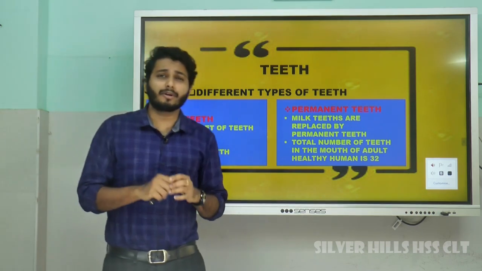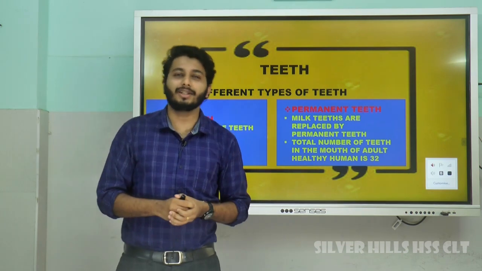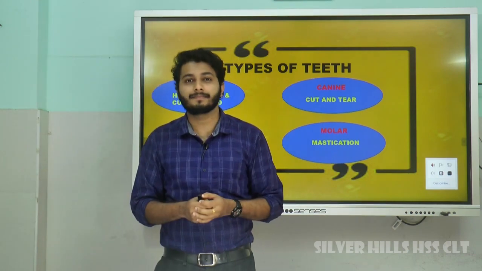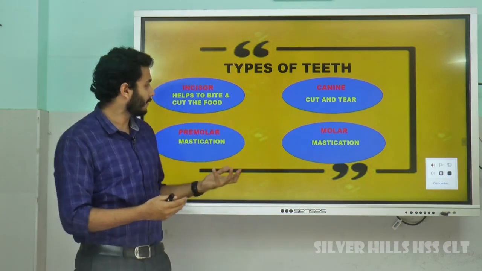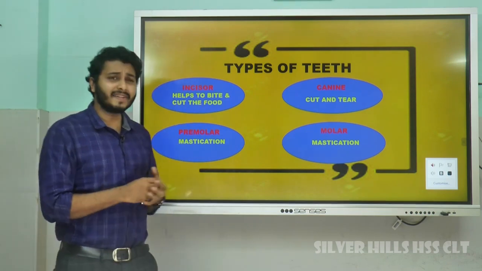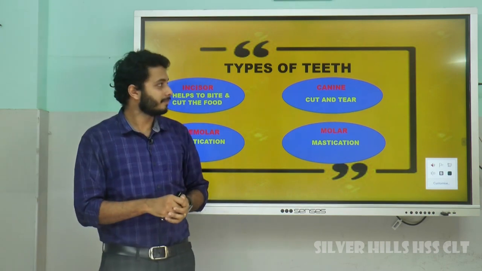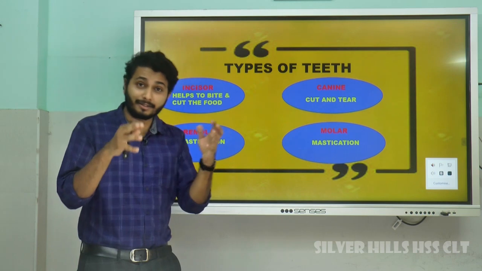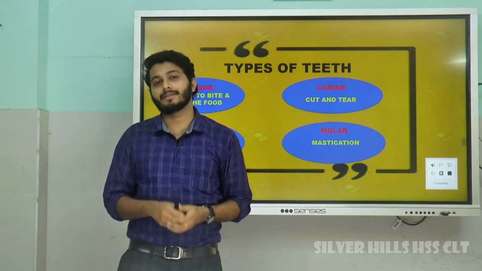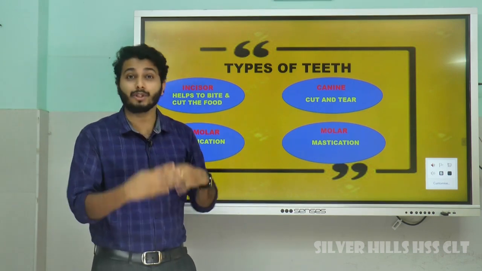The total number of teeth in the mouth of an adult healthy human being is 32. The different types of teeth include incisors, canine, premolars and molar. You already studied about this in your lower classes. Incisors is the type of teeth which helps to cut and bite. Canine helps to cut and tear. Premolar and molar help in mastication. Mastication means chewing. So these all are the types of teeth in the human body.